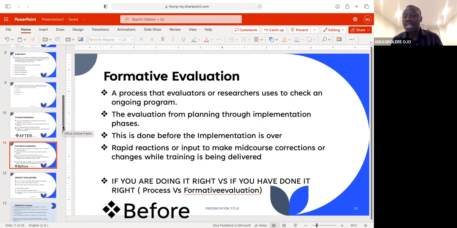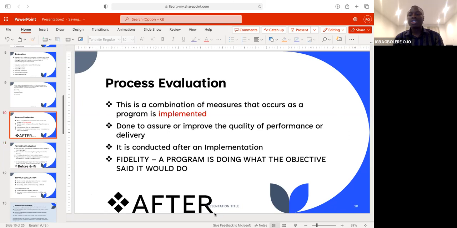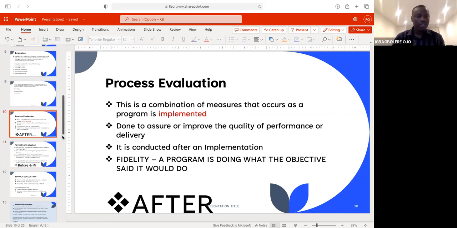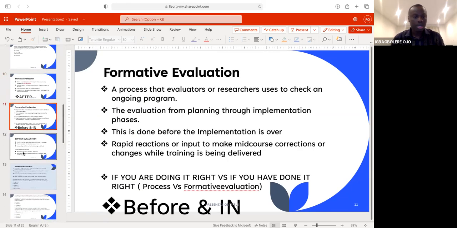Now, the difference is a formative evaluation is done before and in implementation. Let me indicate that here: before and in implementation, while a process evaluation is only done after. It's only done after. And that's a good talking point. All right.